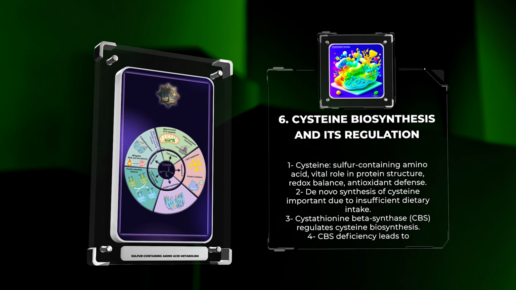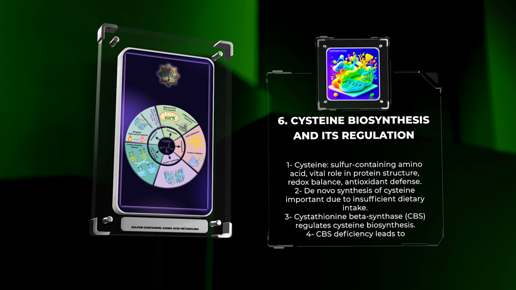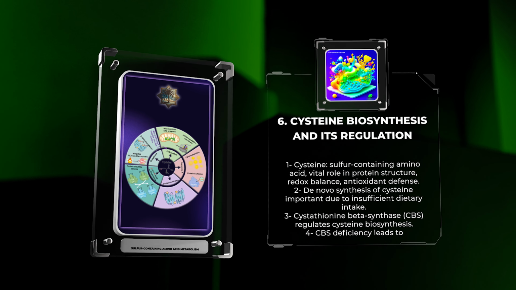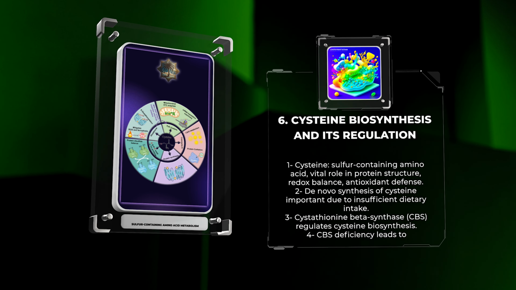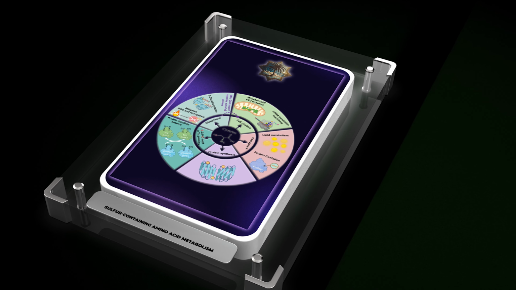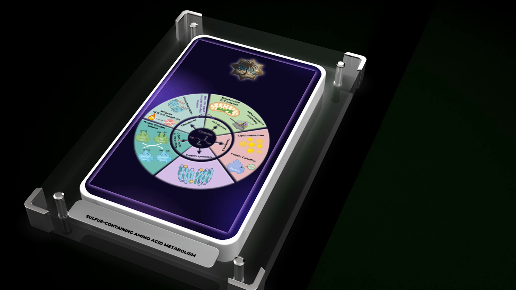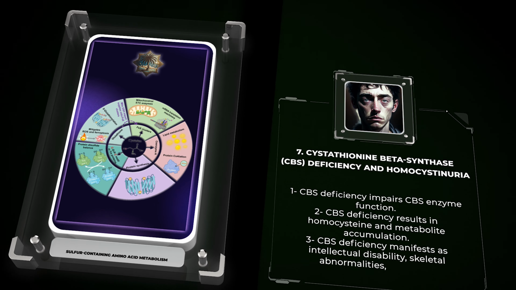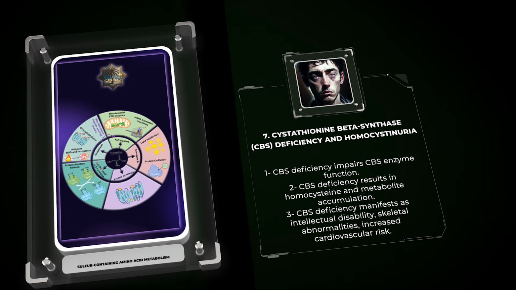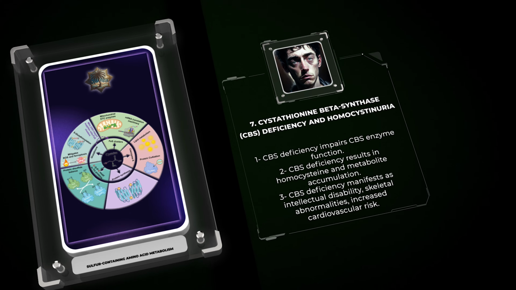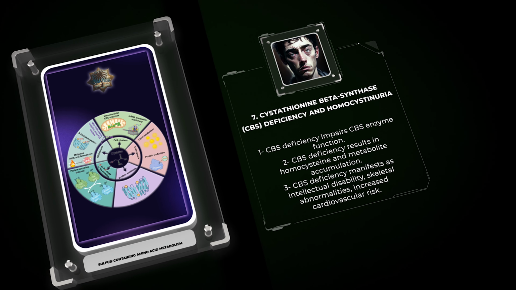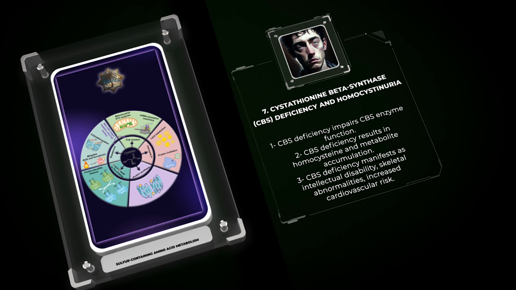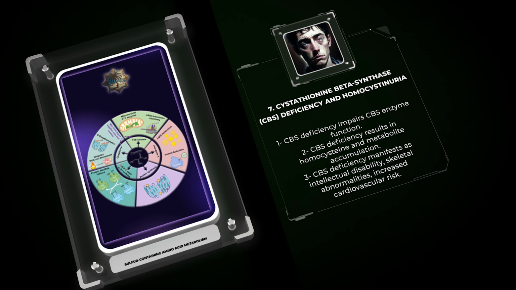Mutations in the CBS gene can lead to CBS deficiency and homocystinuria, a rare inherited disorder characterized by elevated homocysteine levels and various clinical manifestations. CBS deficiency is an autosomal recessive disorder that impairs the function of the CBS enzyme. This deficiency results in the accumulation of homocysteine and its metabolites, causing significant clinical manifestations. Patients with CBS deficiency may present with intellectual disability, lens dislocation, skeletal abnormalities, and increased cardiovascular risk.